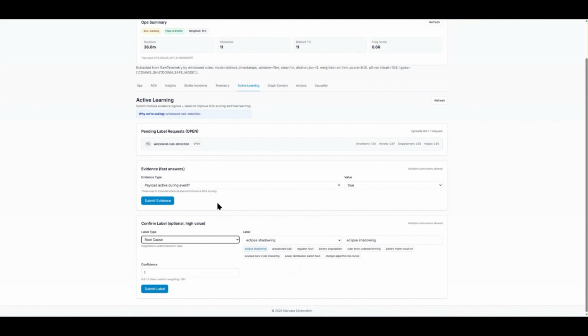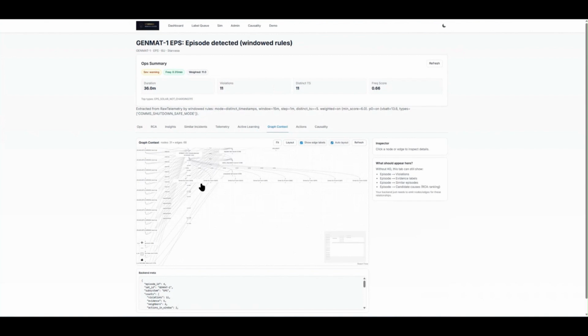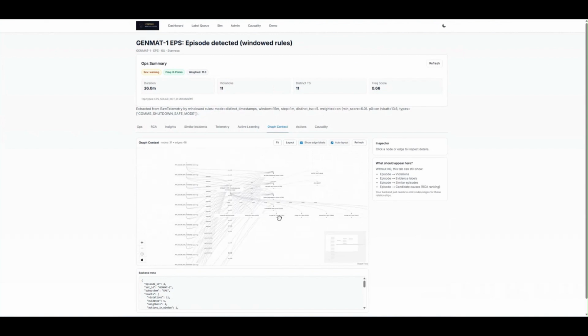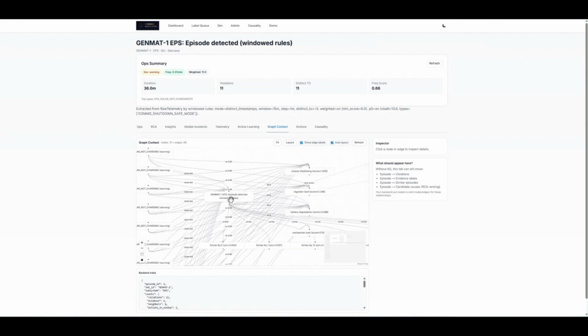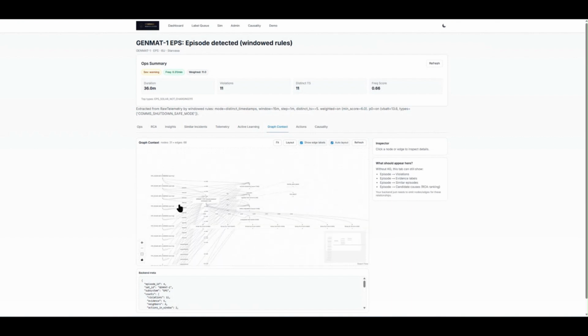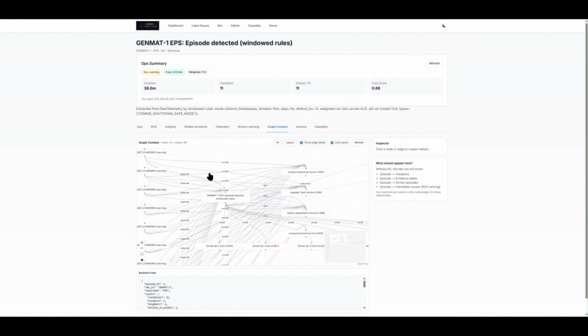This is the graph context. Graph is the knowledge graph, so this is one where a picture is worth 1,000 words. This is the episode we are talking about. I think we took episode one or something, whichever episode it is. It is at the center. On the left, you will see all the signals that this episode consists of, like the violations, the evidence that we have on this particular episode. They are listed on the left. On the right, you will see the root cause analysis we did.